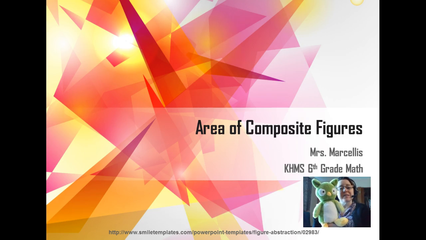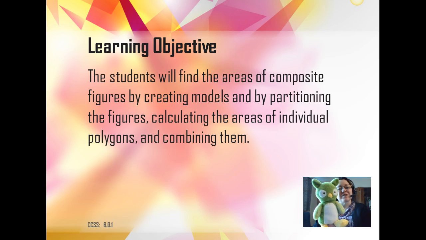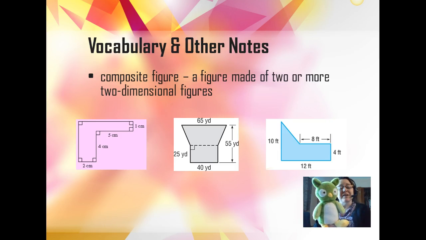In the first part of this lesson, we focused on rectangular shapes, and today we're going to add in some triangles and trapezoids. Today's learning objective is students will find the areas of composite figures by creating models and by partitioning the figures, calculating the areas of individual polygons, and combining them. Today's vocabulary is a repeat of part 1 of this lesson.